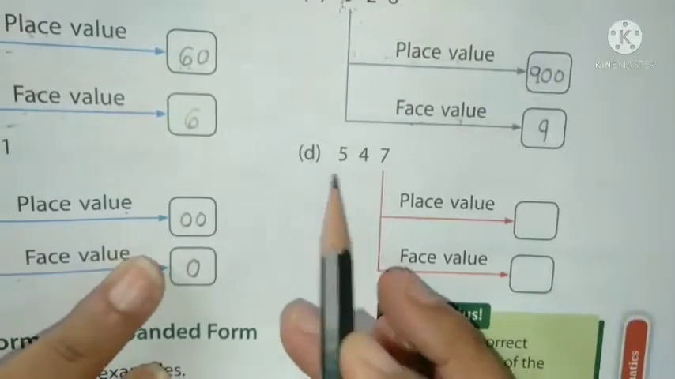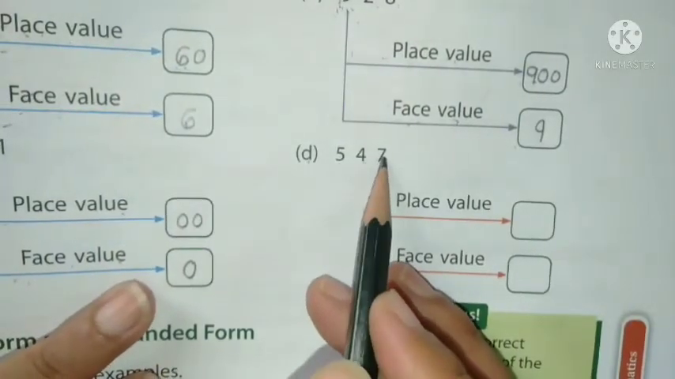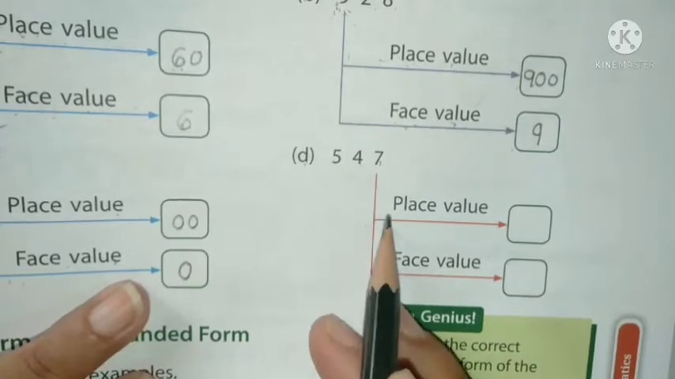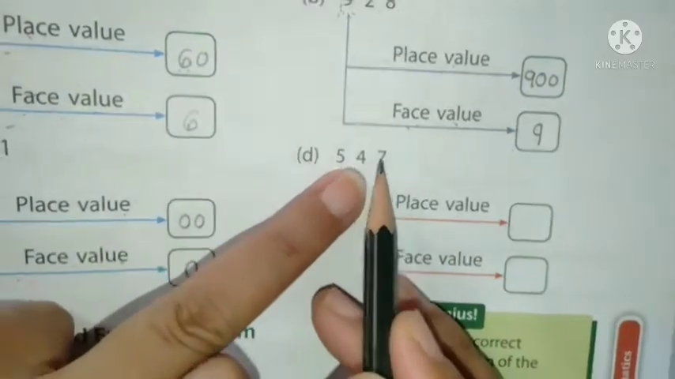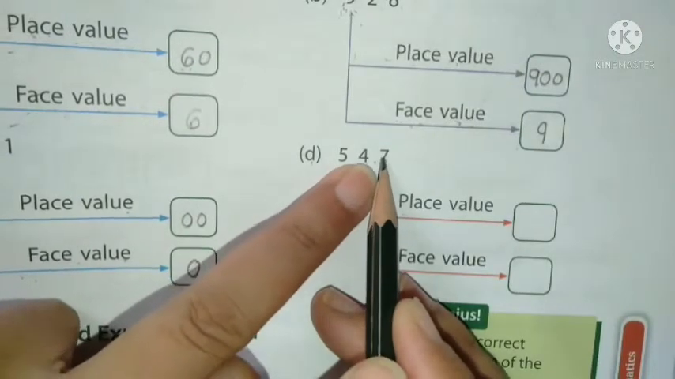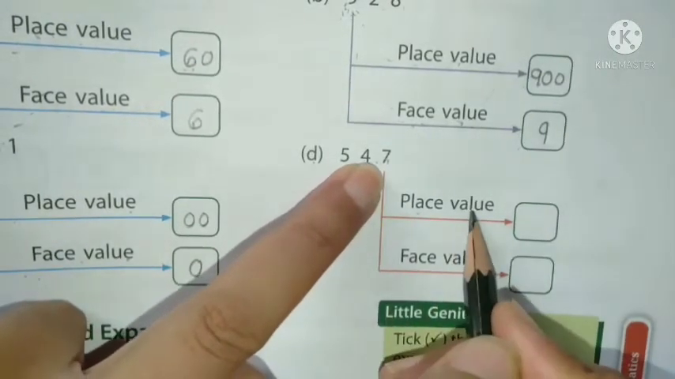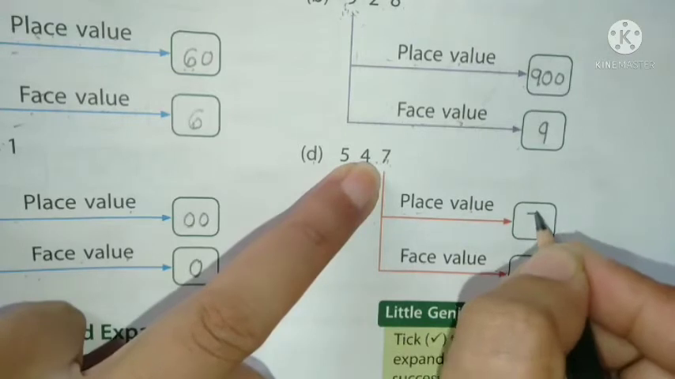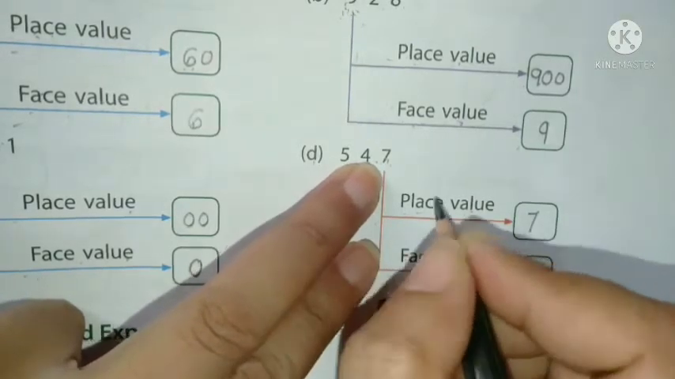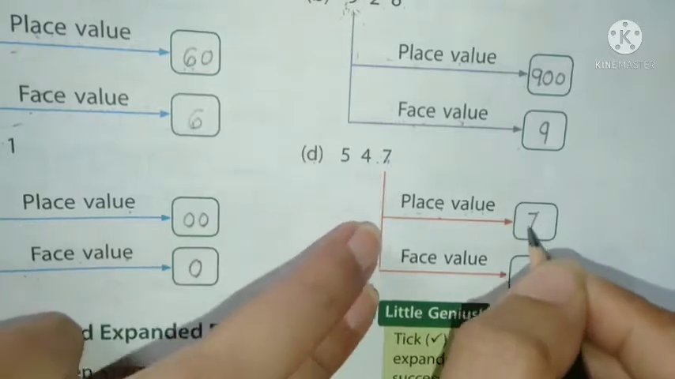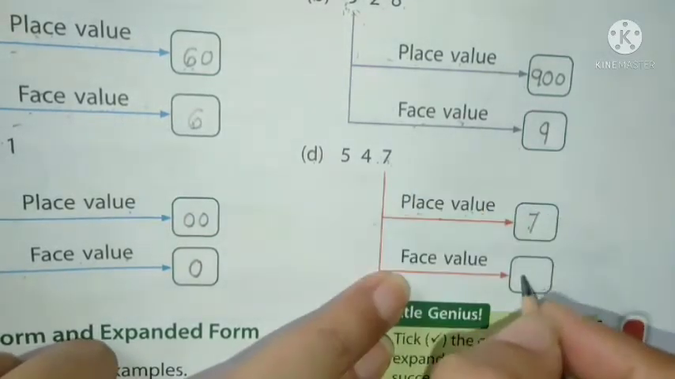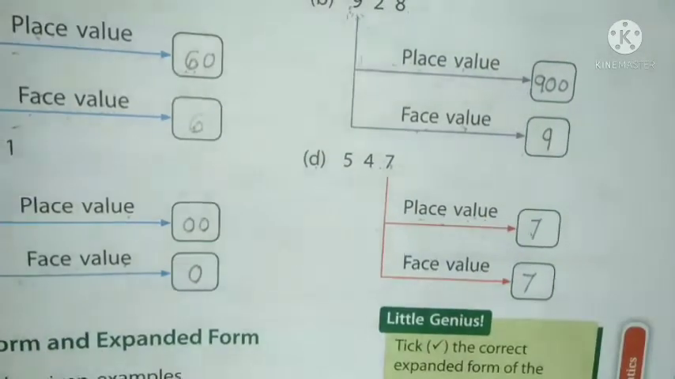Next, D. 547. Here you have to find the place value and face value of number 7. Students, here 7 is on ones place. So what is the place value of 7? 7, because it is on ones place. So what is the place value of 7? 7. And the face value of 7 is also 7.